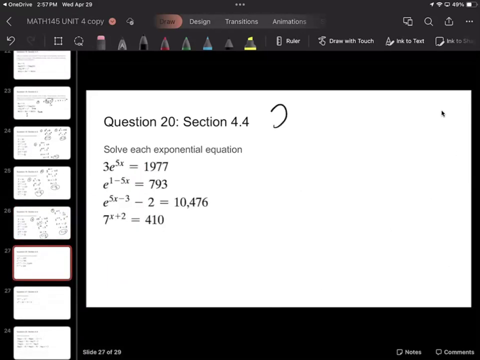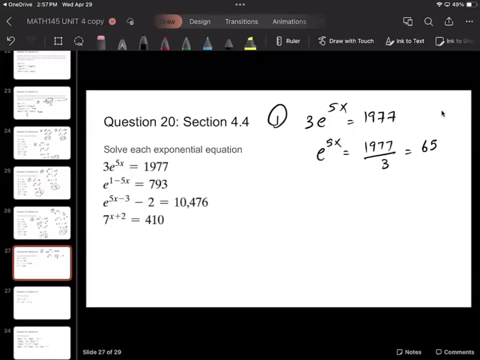Okay, first one. 3e to the power of 5x is 1977. Divide by 3 on both sides. What does that get me? 659. Am I right? Okay. So 5x is ln 659. x is ln 659 over 5.